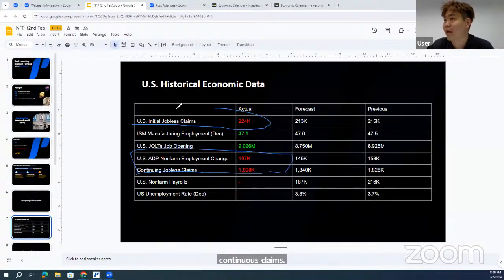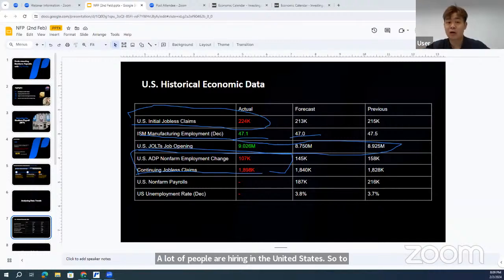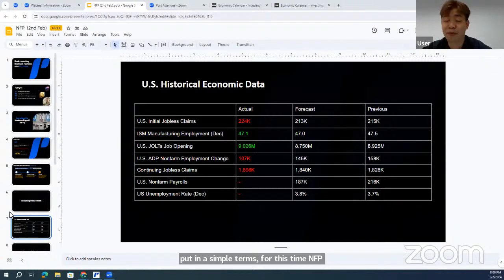But on the positive front, we do have other jobs data, including the ISM manufacturing employment providing a better than expected reading, and then JOLTS job openings. A lot of people are hiring in the United States. So to put it in simple terms, comparing this time's NFP with the previous one, tonight's NFP reading might be very, very mixed. The chances for it to be better than expectations or worse than expectations are very unclear compared to previously.